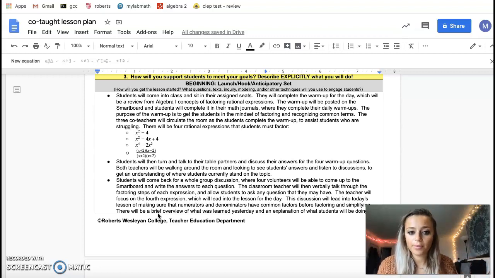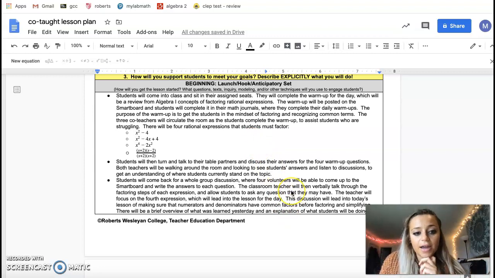The 4th problem that they're going to do, they're all right here, is to get them thinking about, okay, here's canceling out the common terms, and that's a rational expression, so we have to simplify completely. That will lead into the conversation for today's lesson.